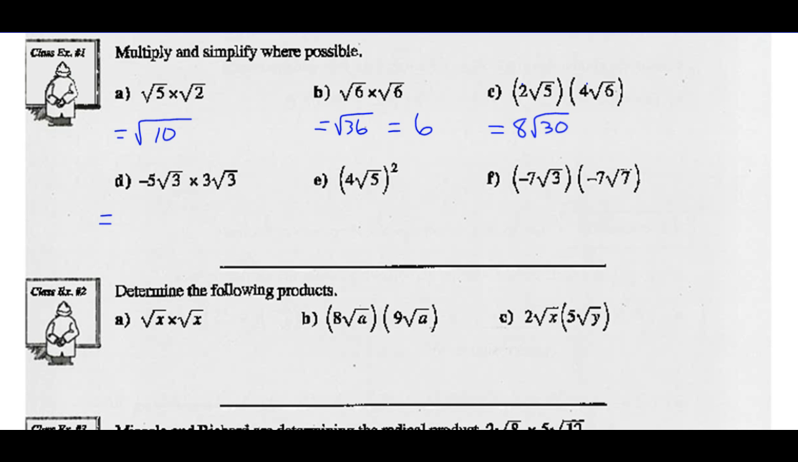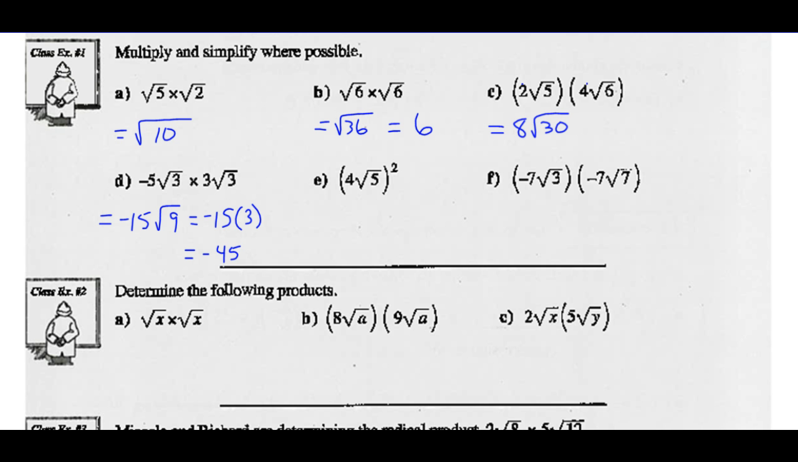Multiply the coefficients. Negative 5 times 3 is a negative 15. Radical 3 times radical 3 is a radical 9. So we can simplify radical 9, or square root 9. The square root of 9 is 3. So negative 15 times 3 is a negative 45. All right.